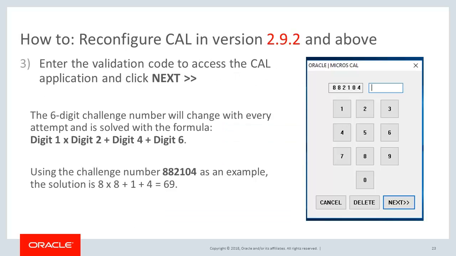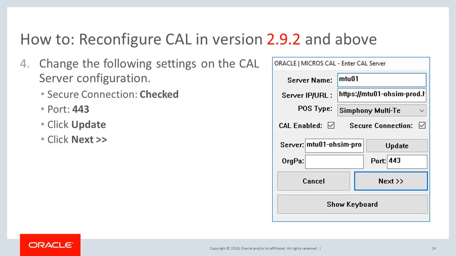Enter the validation code to access the CAL application. The 6-digit challenge number will change with every attempt and is solved with the formula digit 1 multiplied by digit 2, then add digit 4 and add digit 6. Click Next after inputting the challenge answer. When presented with the CAL server configuration window, select the Secure Connection checkbox and ensure the server port reads 443. Click Update, then click Next.